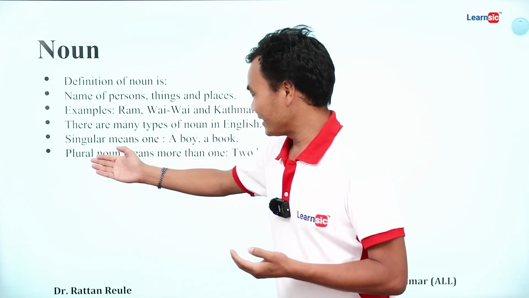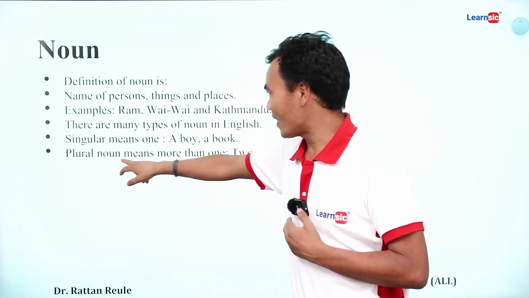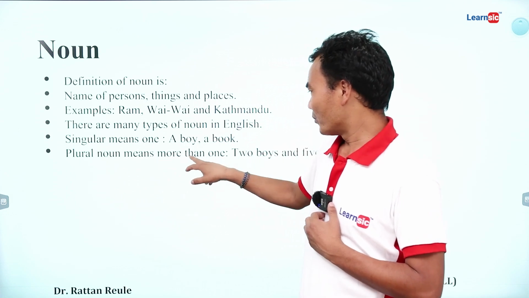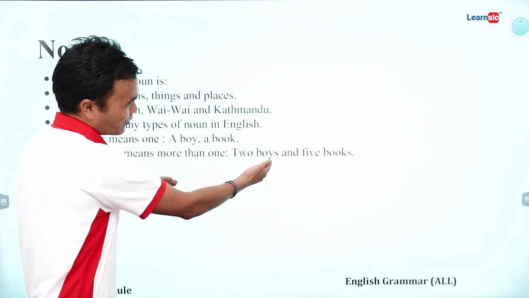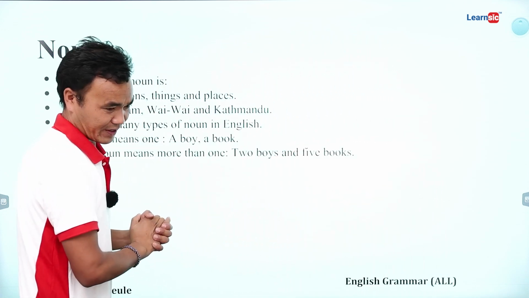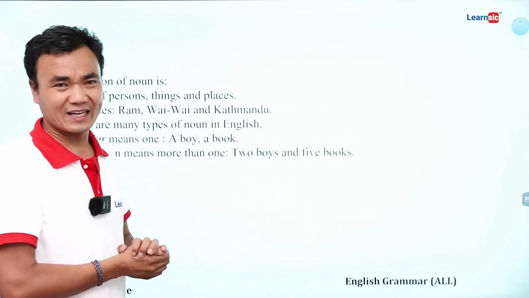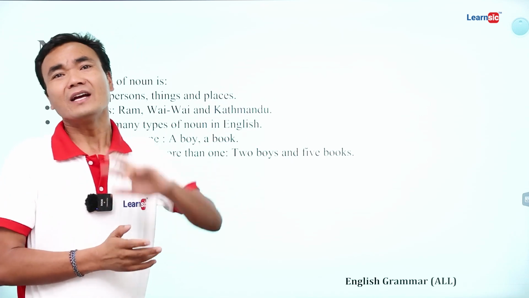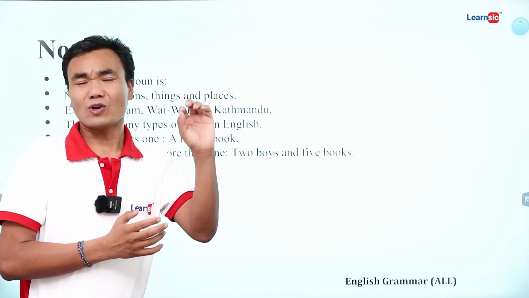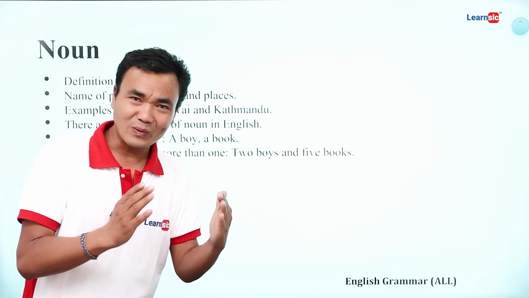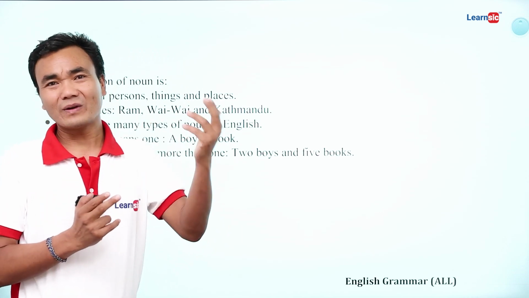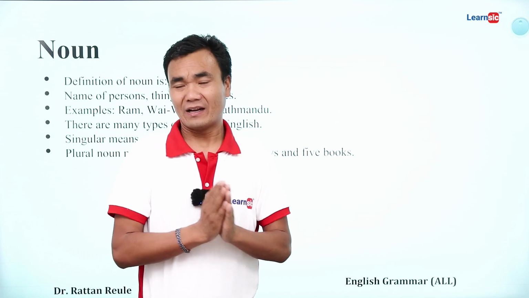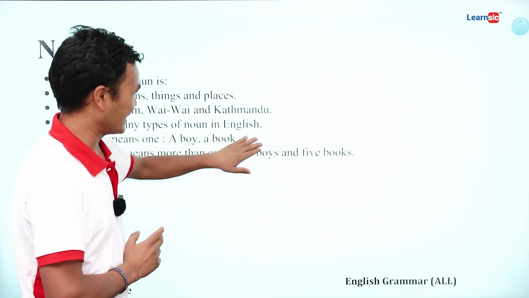So now I give another example. Plural noun means more than one, two boys and five boys, right? So this way, in a general sense, we put nouns into two categories. First, all the names are nouns, and second, a noun can be singular, one noun, or plural. So let's move further for its explanation.